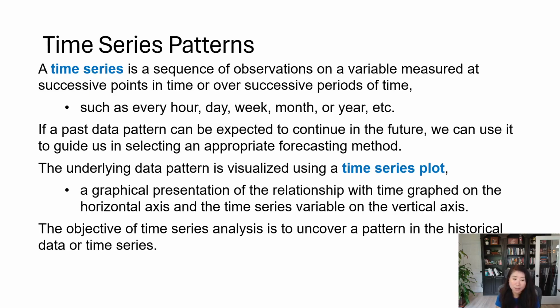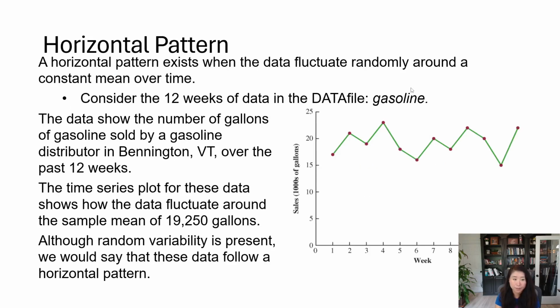The objective of time series analysis is to uncover a pattern in historical data, or a time series. Okay, now that we know what a time series and a time series plot are, we can dive into some very popular time series patterns. The first pattern I want to share is the horizontal pattern. So what is a horizontal pattern? A horizontal pattern exists when the data fluctuate randomly around a constant mean over time.